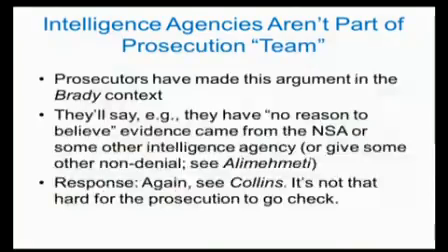For Brady purposes, we've seen this argument several times that intelligence agencies aren't part of the prosecution team. So under Brady, the government is supposed to go in and get any exculpatory evidence in its possession. Prosecution will sometimes come back and say, well, the NSA isn't part of the prosecution team. And I think the answer to that is sometimes to look back at Brady itself and some of the subsequent US Supreme Court cases that make it pretty clear that it's really any evidence that the government has. It doesn't really matter who it belongs to. So they'll say, for example, they have no reason to believe information came from the NSA or some other intelligence agency. But again, it's not that hard for them to go check.